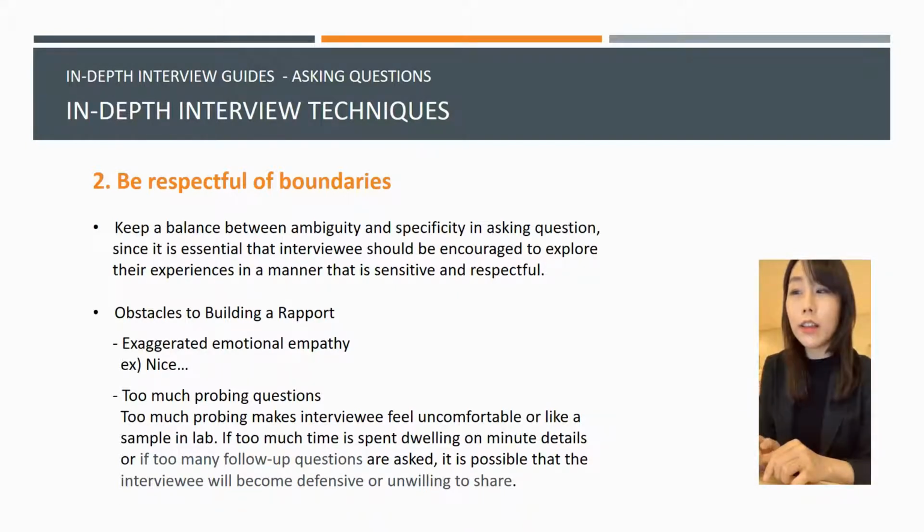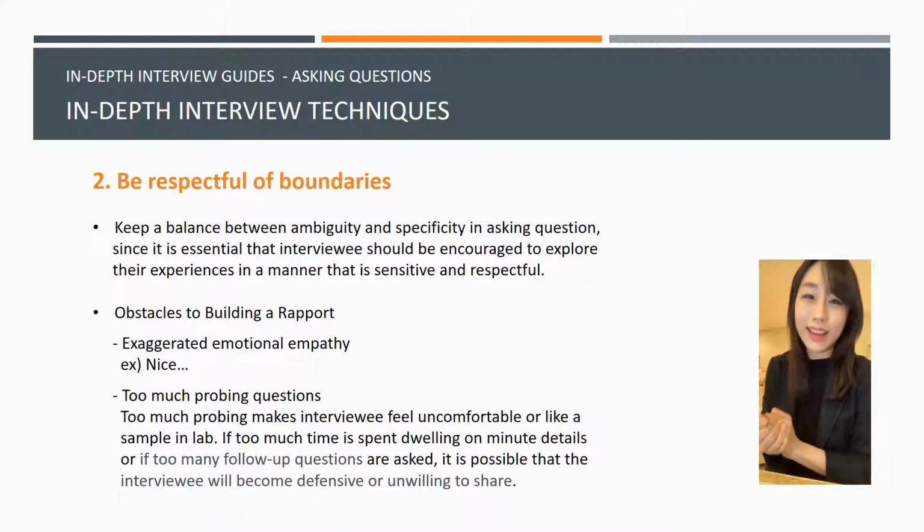Okay, and avoid exaggerated emotional empathy, like saying "wow," or "nice," or "great." That kind of emotional empathy could work in some cases, but I want you to be very sensitive, because the purpose of this interview is to listen to the deep, rich stories of your interviewees. So it is important to encourage them to talk more and to be involved in this conversational interview.